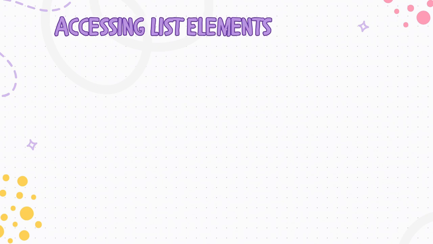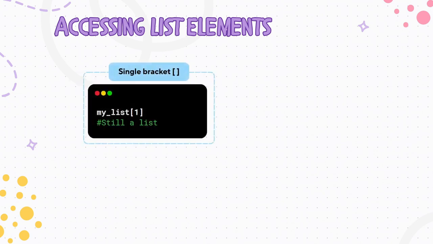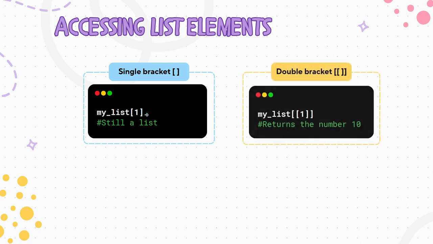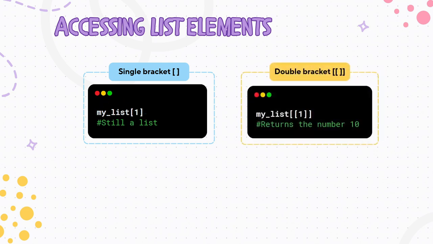In R, you have 2 ways of accessing a list element. Technically, it's one way to access the actual element and another way to access a sublist. First, we have the single bracket. Using a single bracket followed by an index position on a list returns a sublist. So, myList with the square bracket 1 would return a sublist which contains the first element inside the list. Next is the double bracket. The double bracket returns the actual value of the list. So, if we do double bracket, it would return the actual element.